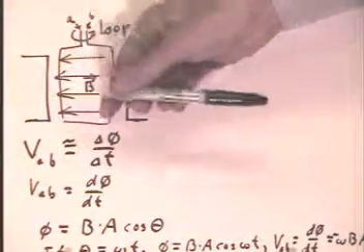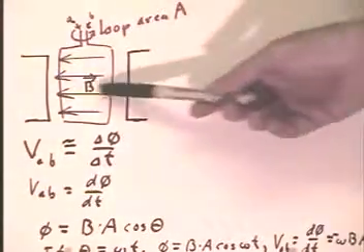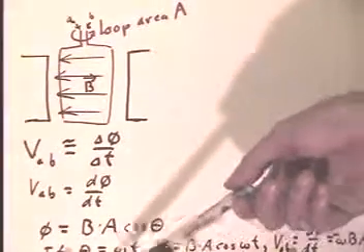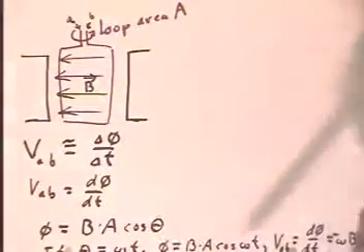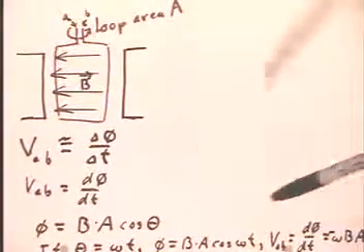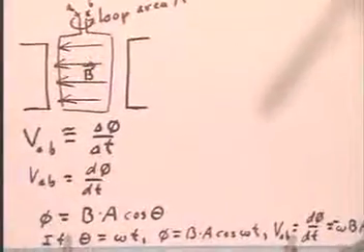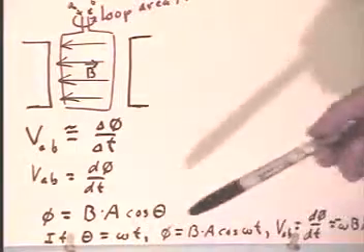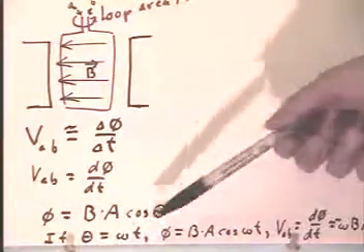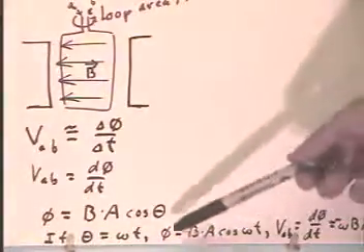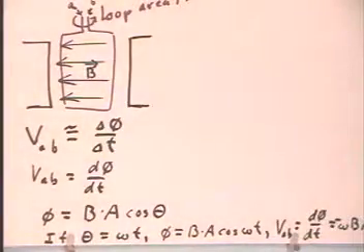So as the loop rotates around, the angle between its normal vector and the magnetic field continuously changes. Then, if the angle is given by theta equals omega t, in other words, if we have the loop rotating at some angular frequency omega, the flux will be B times A cosine theta, which is B times A cosine of omega t. And the voltage is just the derivative of the flux.